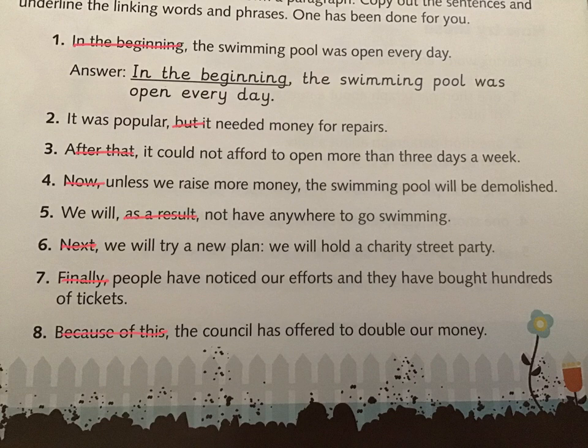The swimming pool was open every day. It was popular. It needed money for repairs. It could not afford to open more than 3 days a week. Unless we raise more money, the swimming pool will be demolished. We will not have anywhere to go swimming. We will try a new plan. We will hold a charity street party. People have noticed our efforts and they have bought hundreds of tickets. The council has offered to double our money. You can see that it still makes sense, but it doesn't flow as well. So the linking words there that you can see I've crossed out just help the paragraph to flow better.